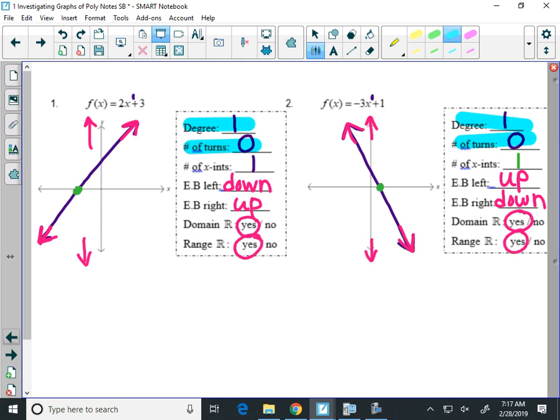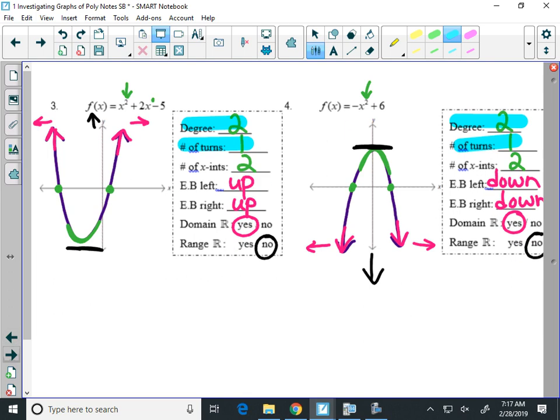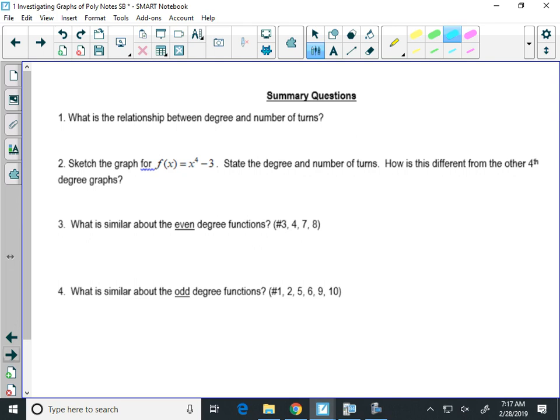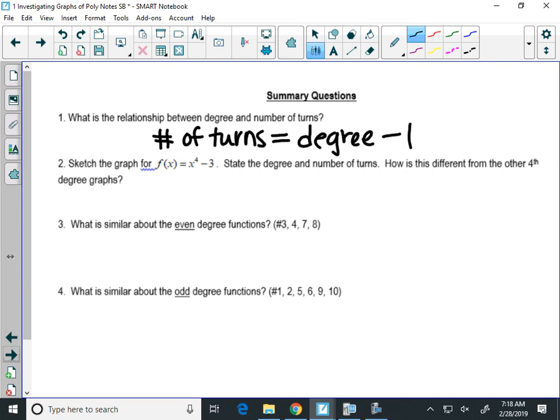So the relationship seems to be that the number of turns looks like it's 1 less, if I flip back through, 1 less than the degree. So we're going to write that down. I'm going to slightly adjust this in a minute. But for now, we'll just say that the number of turns is equal to our degree minus 1, which means 1 less than the degree is the number of turns your polynomial can have.